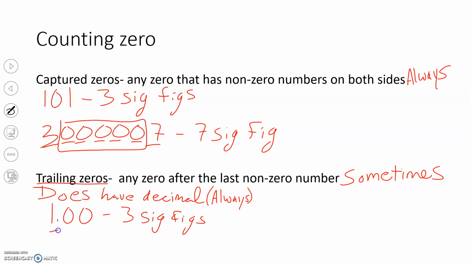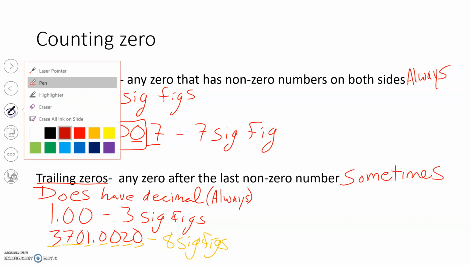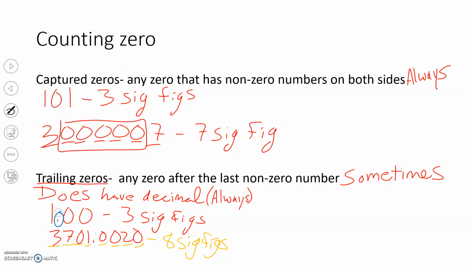If I had 3701.0020, now all of these are significant. We have 1, 2, 3, 4, 5, 6, 7, 8. This one has 8 sig figs, because we have that decimal place. Again, that's what we're looking for. Because we have those decimal places in there, they're always going to be significant.